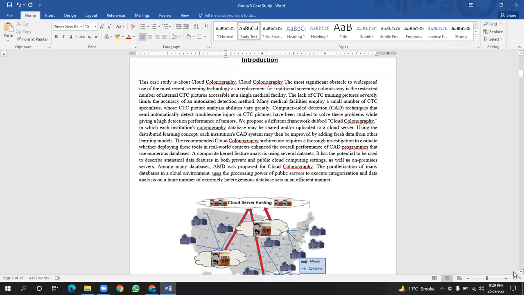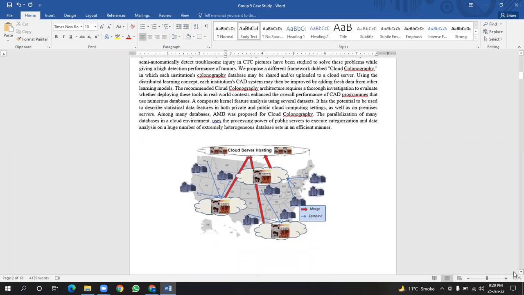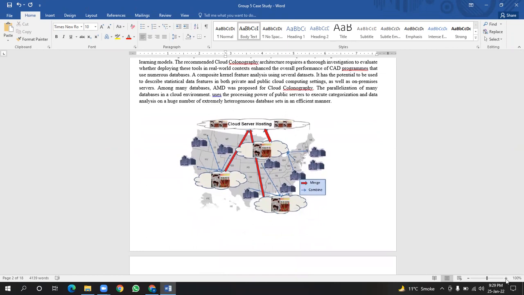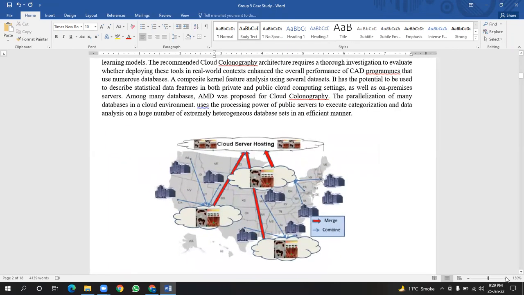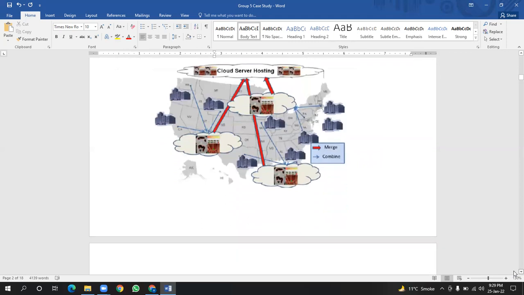The recommended cloud colonography architecture requires a thorough investigation to evaluate whether deploying these tools in a real-world context enhances the overall performance of CAD programs. So the parallelization of many databases in a cloud environment uses the processing power of public servers to execute categorization and data analysis on a huge number of extremely heterogeneous database sets in an efficient manner. So here is the picture of cloud server hosting, in which different clouds are communicating with the databases. Next page.